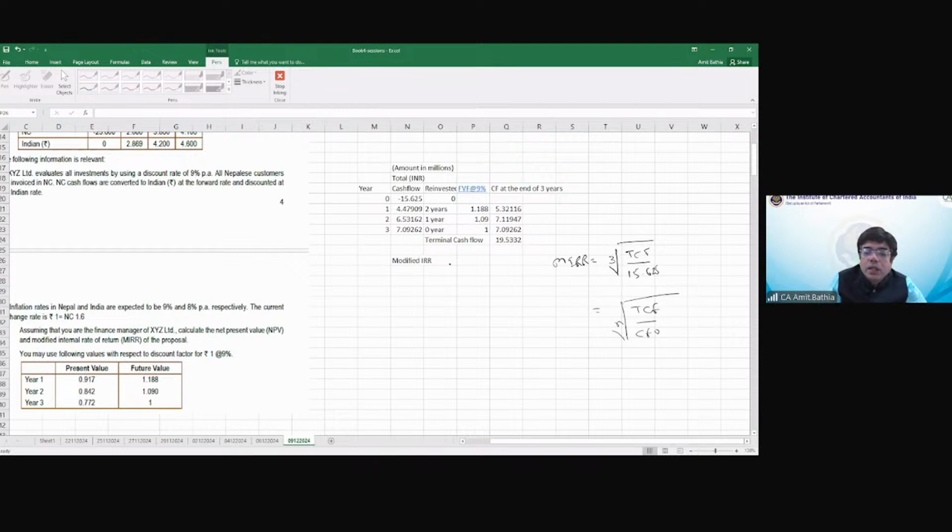Now here, what will be my answer? I need to calculate the cube root of 19.5332 divided by 15.625. Since I am in Excel, I am going to say raised to 1 by 3. Now your normal calculators may not have the cube root function.